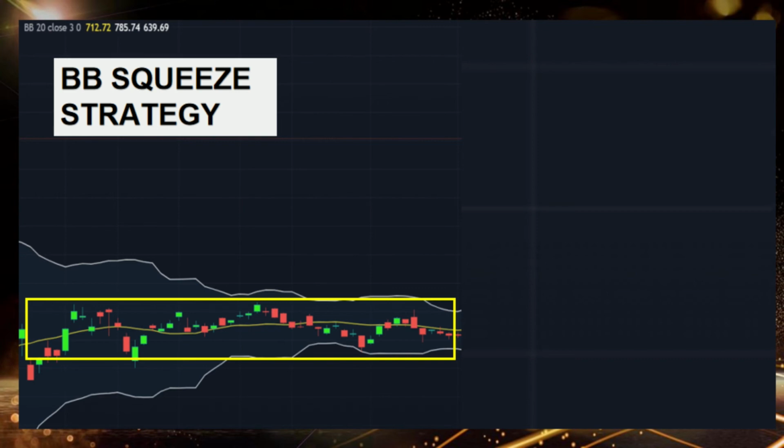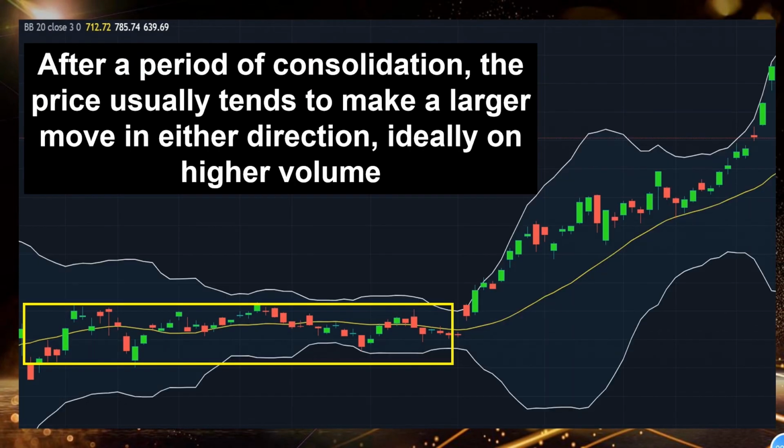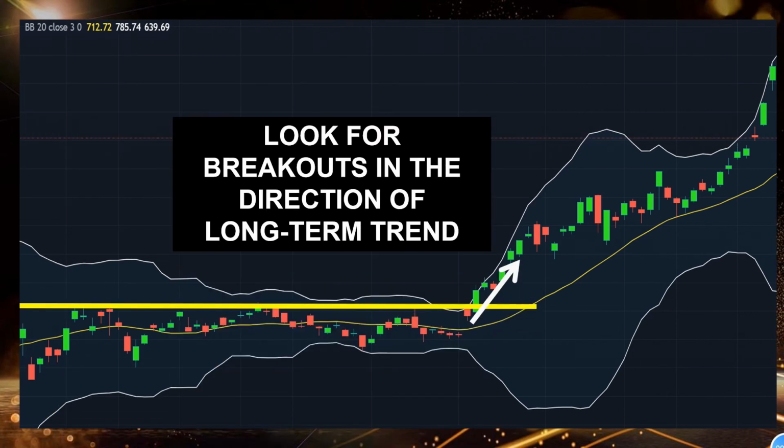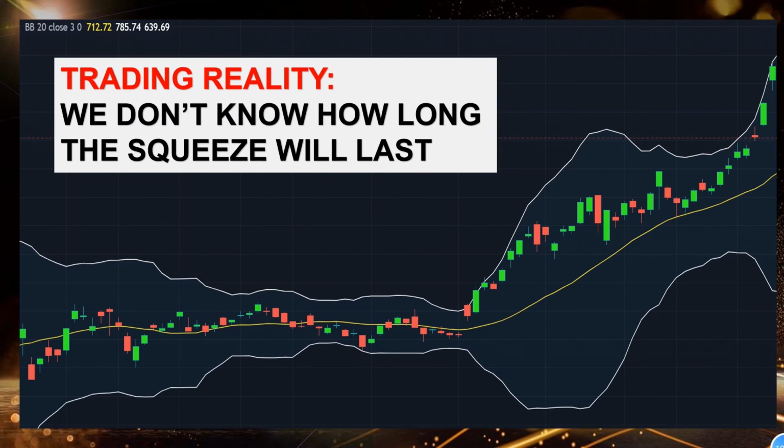After a period of consolidation, the price usually tends to make a large move in either direction, ideally on higher volume. Expanding volume on a breakout is a sign that traders are expecting that the price will continue to move in the breakout direction. The longer it moves within this narrow band, the more likely the market is eventually going to penetrate these bands and continue on in the direction of breakout, especially if this occurs in the direction of the previously established long-term trend. Timing is everything. However, we don't know how long the squeeze will last.